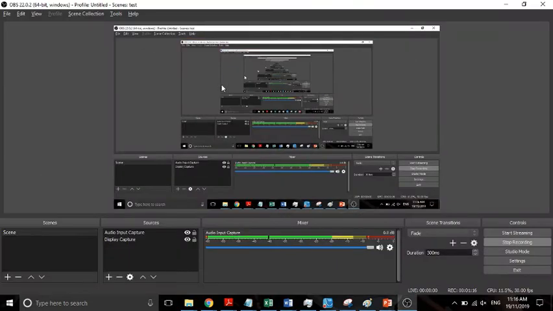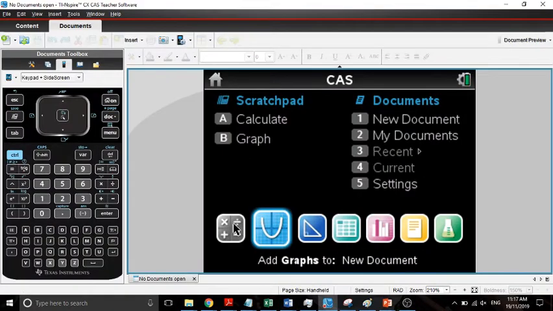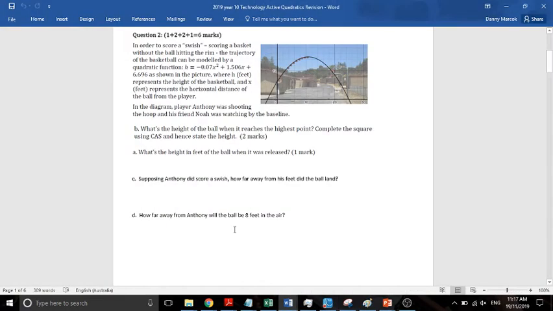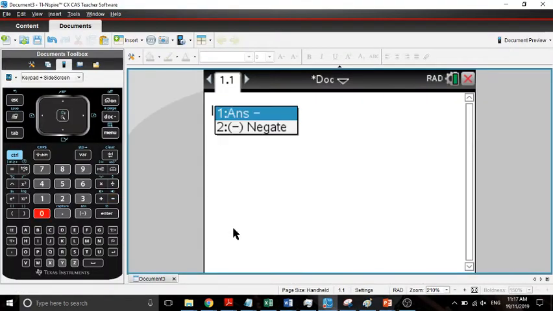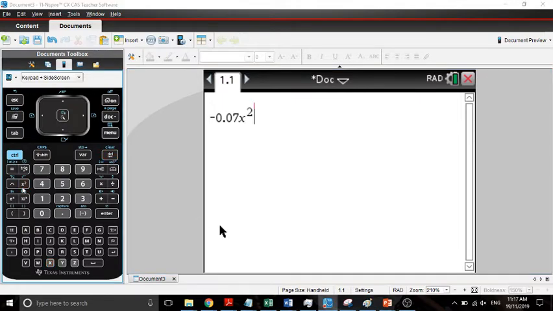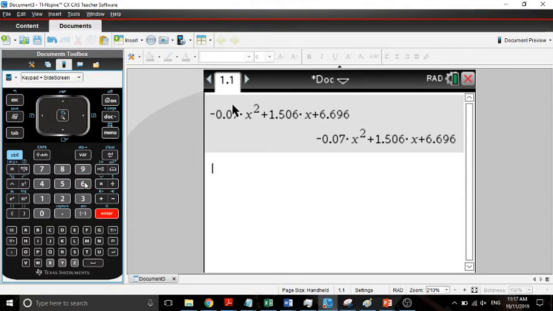So H equals, so we're going to go into this thing. We're going to say negative 0.07, I think it is, x squared. Let's just check that. Negative 0.07x squared, yep, plus 1.506x, or is it a minus? It's a plus 6.696. That's our thing. I'm just going to press enter so I've got it there.